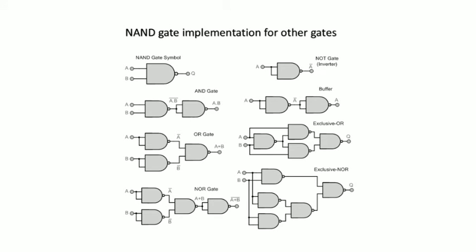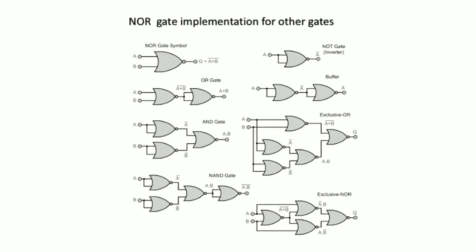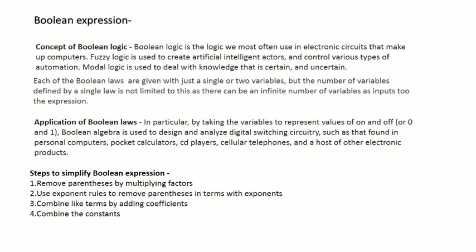The diagram shows the symbol of the NAND gate and the remaining gates prepared with the help of the NAND gate, that is the AND gate, OR gate, NOR gate, XOR gate and XNOR gate. Similarly, using the NOR gate we build the remaining gates: OR gate, AND gate, NAND gate, XOR gate and XNOR gate. And that's why we call the NOR gate and NAND gate the universal gates.